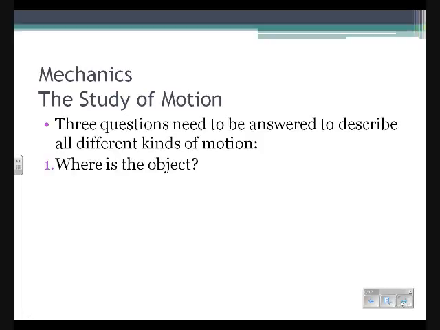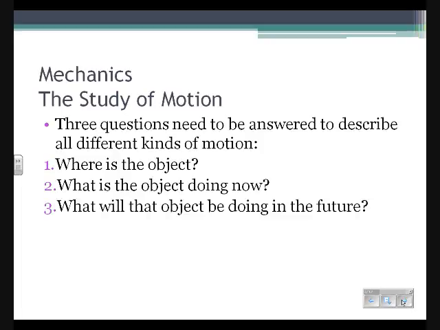So the first thing we want to know is, where is that object? We've got to know where something is if we're going to describe it to other people. The second thing we want to know is, what is that object doing now? What is it currently doing in its current location? And the third thing we want to know is, what will it be doing in the future? Is it changing somehow? And if it is changing, how is it changing? Because that's going to help us predict what's going to happen in the near future. But in a logical fashion, we need to start with question number one. Where is that object?